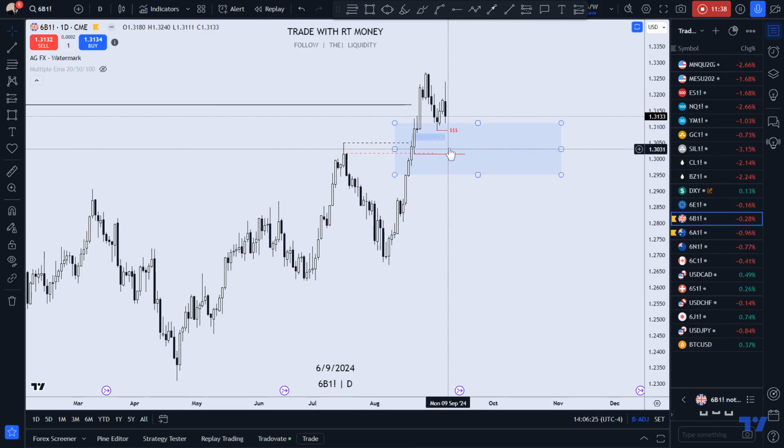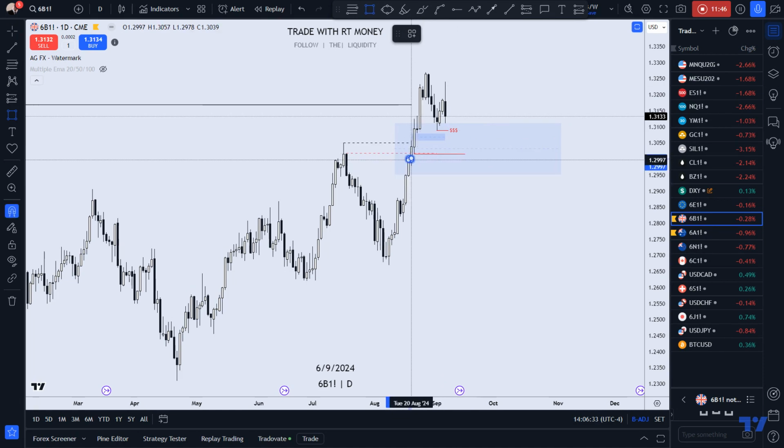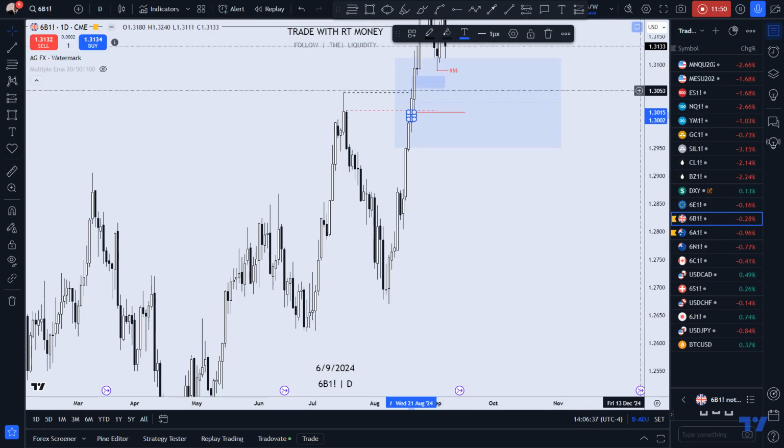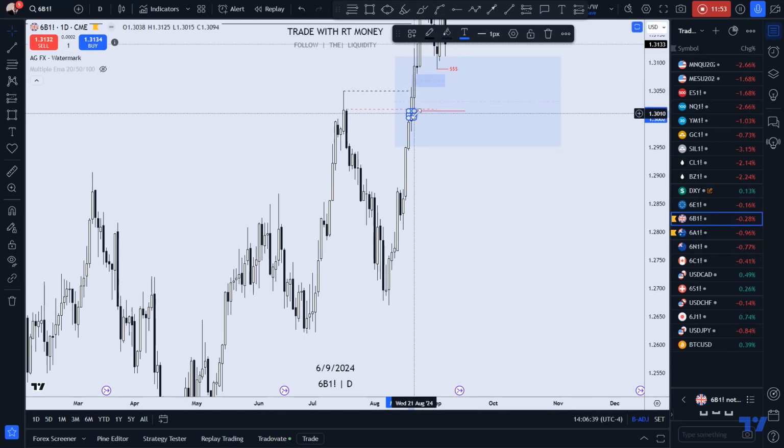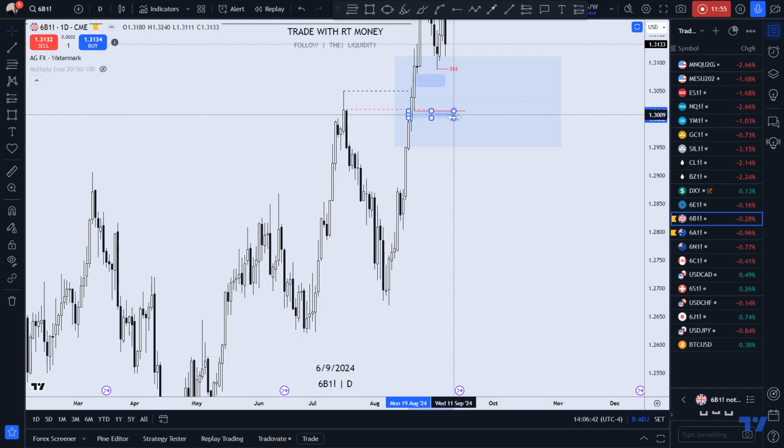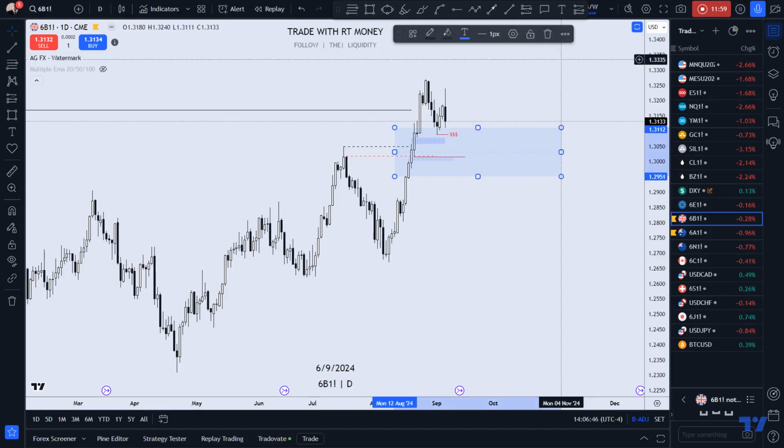There's an overlap that I'm looking for, and this secondary fair value gap that I have not marked because I don't want to confuse anybody. But this is, if I can get it, there you go. This is where I'm hoping price makes it to, right here. And that's within the weekly fair value gap.